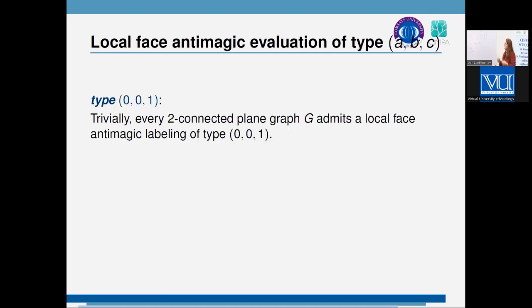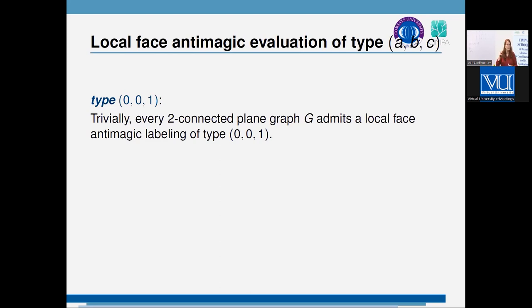And so let's have a look a little bit at these types of local face antimagic evaluations. Because we need to show that such labeling exists, since what we are going to do is define the corresponding local antimagic chromatic number. So if you would like to show some properties of this parameter, you have to show that such labeling exists. So first, very easy, labeling of type 1, 1, 0.